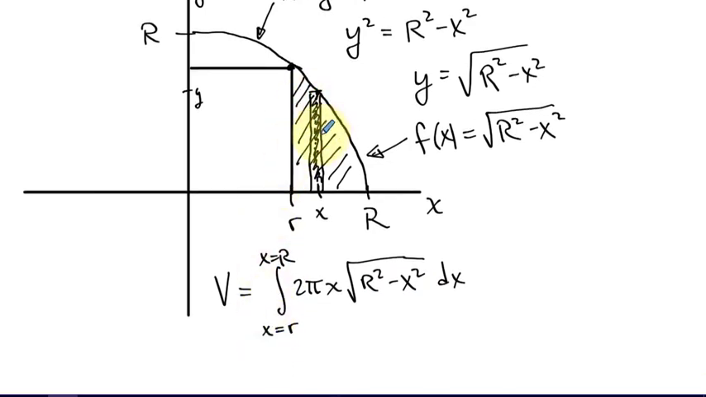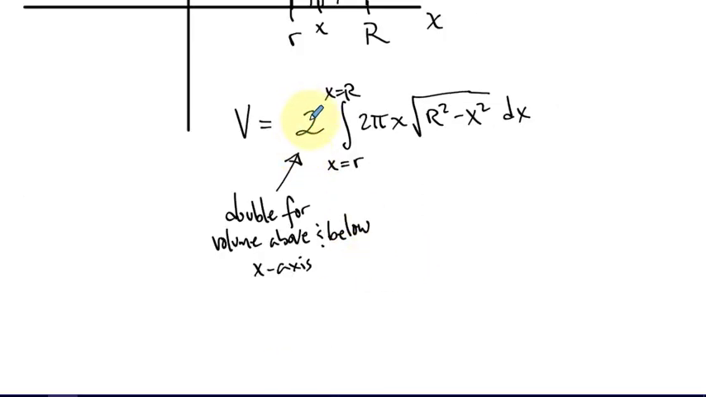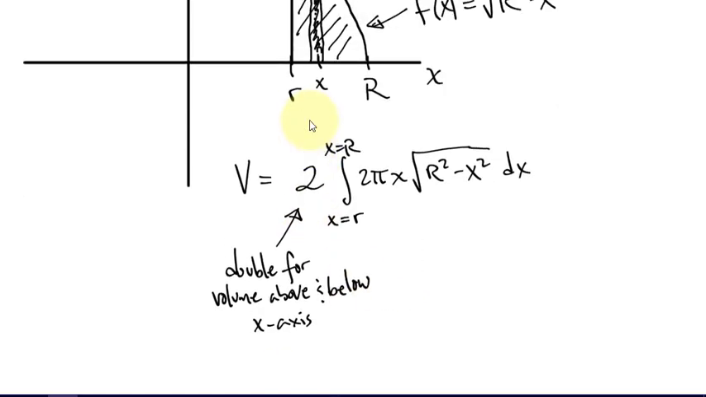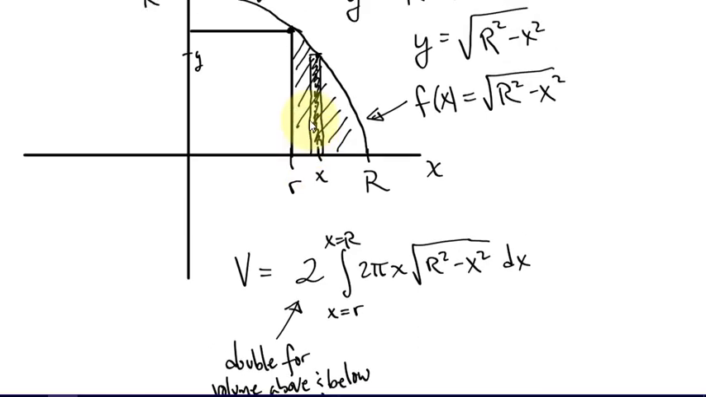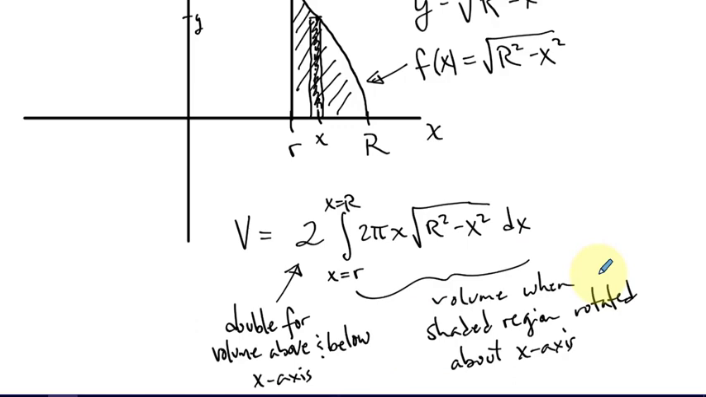Now when I actually want to calculate the volume of the napkin ring, I need to put an extra 2 on there. So the 2 is to calculate the volume below the x-axis as well. It's symmetric with the volume above the x-axis. And this integration here is the volume. This is the volume when the shaded region in the diagram is rotated about the y-axis.